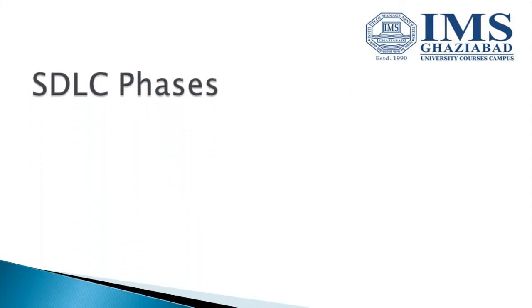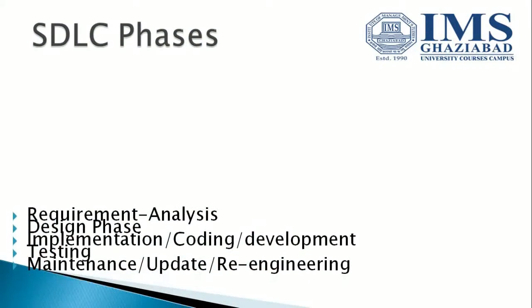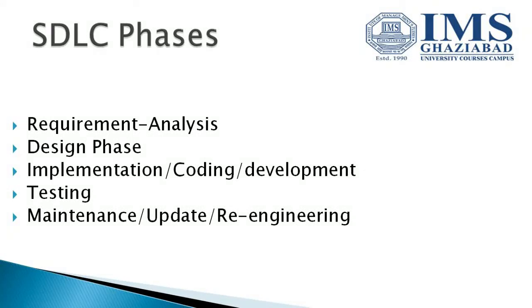The main phases of the SDLC. There are five main phases in SDLC. First, it's your requirement analysis. Second, it's your design phase. Third, it's your implementation or coding or development phase. And the fourth, it's your testing. And the fifth, it's your maintenance, update, and re-engineering.